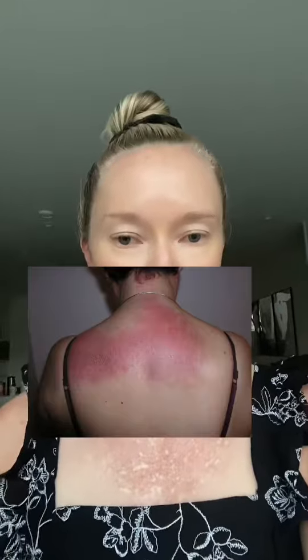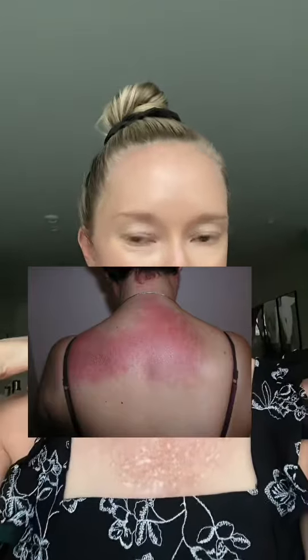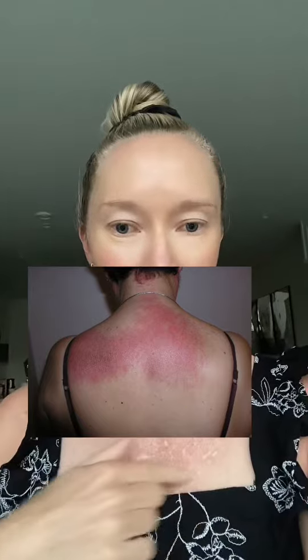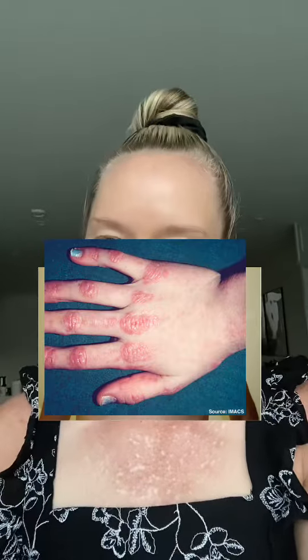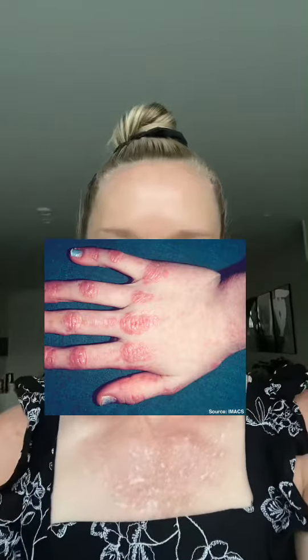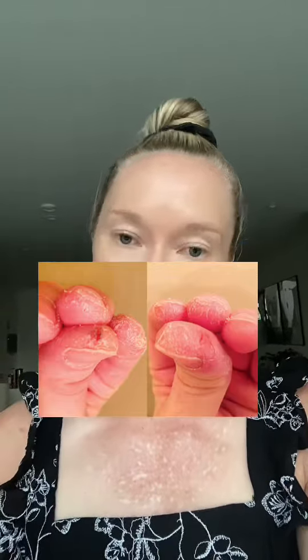Next is shawl sign, which is a reddish rash at the back. And then a V sign, which is a similar rash, but just a V sign on the front. Next is a rash on the hands called Gottron's papules. And there's also another rash on the hands called mechanic's hands, which people can get.